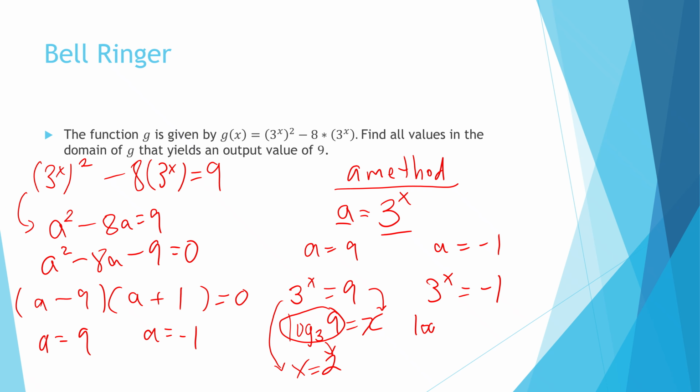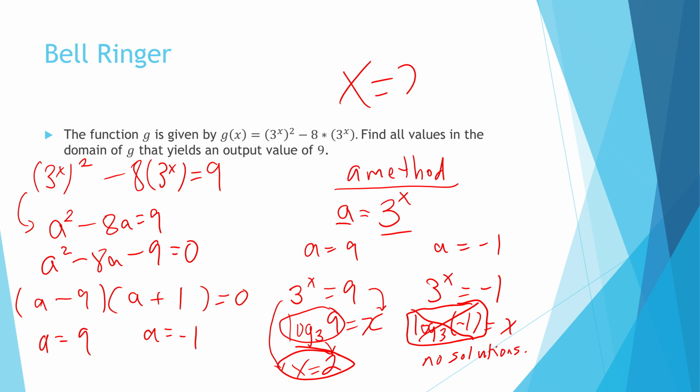Here, let's convert this one to logarithmic. We get log base 3 of negative 1 equals x. And now this is the biggest thing to look for. Remember, you cannot take the log of a negative number, and so this one would have no solutions that come from that equation. So our only answer should be x equals 2 there. And then if you wanted to, you could plug it back in and check your work as well.